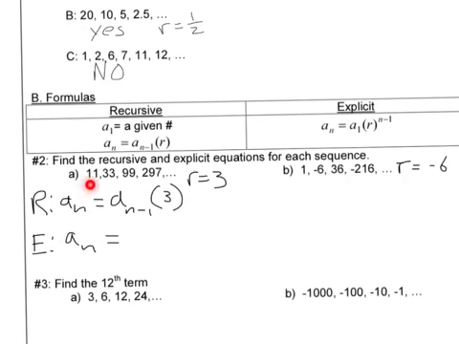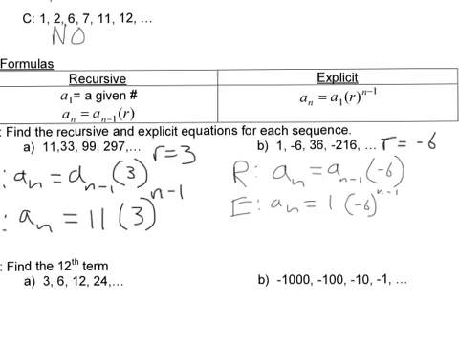The explicit then is going to be a sub n equals a sub 1, which means the first term, which is 11, times the r value, which in this situation is 3, to the power of n minus 1. Okay, I'm going to have you guys do part 2b there on your own. You may want to pause the video because I'm going to put the answer up in just a second.